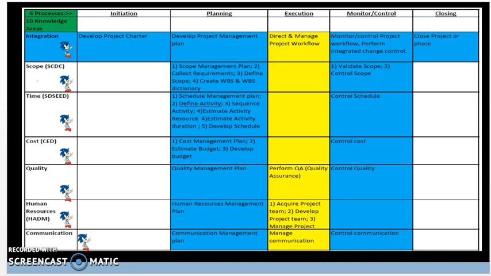So after planning for cost management, the next process is estimate cost, and it is the process of developing an approximation of monetary resources needed to complete the project activities. There are two major types of estimation techniques used to estimate costs, and this is top-down and bottom-up estimating.